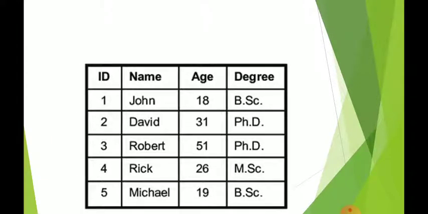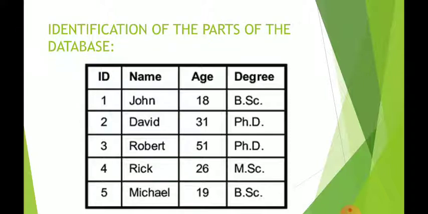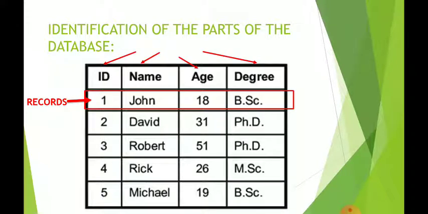The next topic is identification of the parts of the database. The database has some parts which we need to understand. The part in the red border is known as records. That is, each row in a database is known as a record. So there are 5 records in the table. Each column is called a field of the database. These fields are also called the attributes of the database. Similarly, the records are also called the tuples of the database.